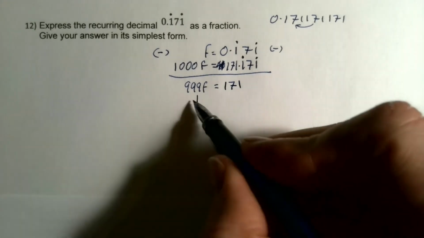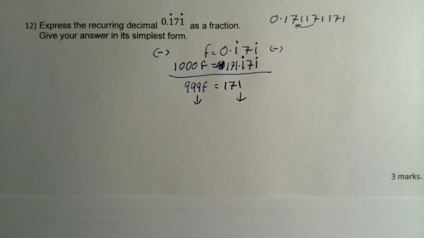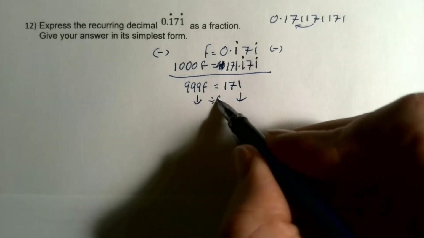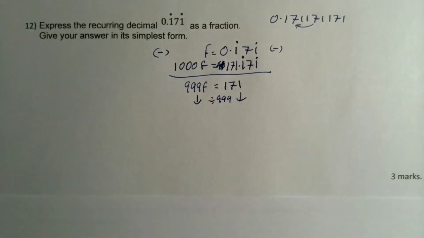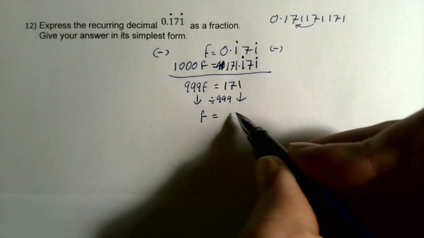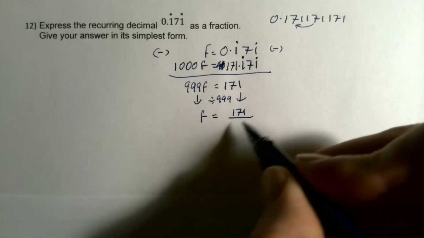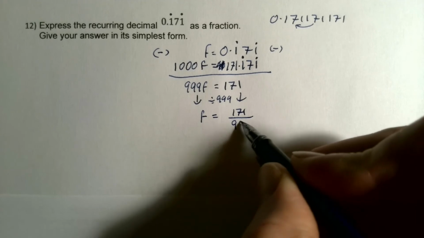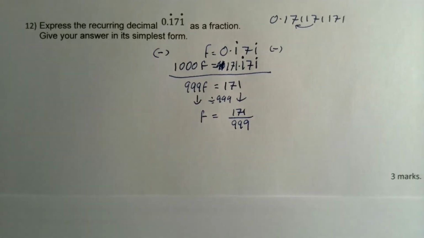So what do we do then? I don't want 999F, I want just F. So this is when I divide by 999, and this is what turns it into a fraction, because a fraction's another way of writing a division. So I've got there then.